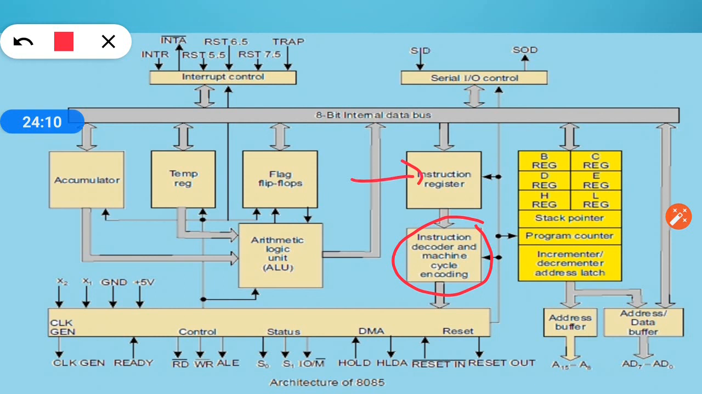But at the instruction decoder, the instruction is decoded, and at that time we know which type of instruction it is. That means whether it is an addition or a subtraction. So likewise, the instruction decoder clears the idea of what purpose this instruction serves. That means it decodes the instruction.